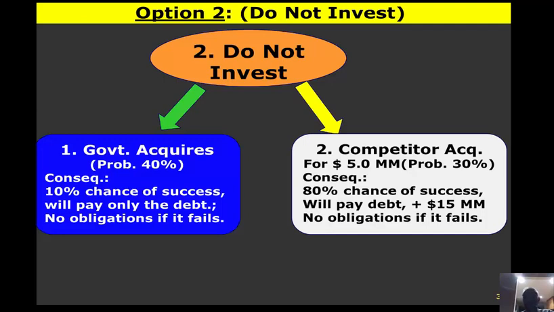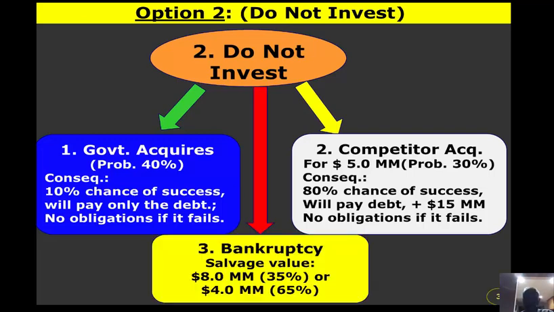It is also estimated that there's a 30% probability that a competitor would acquire this company for $5 million. The consequences, there's an 80% chance of success because they know the business. And if they do succeed, they will pay the debt plus a $15 million bonus. Of course, here again, no obligations if they fail. If neither of these materializes, then they would be forced into bankruptcy with the consequences as outlined before.